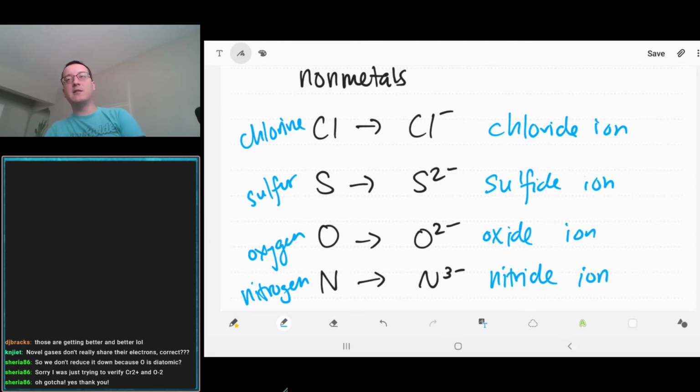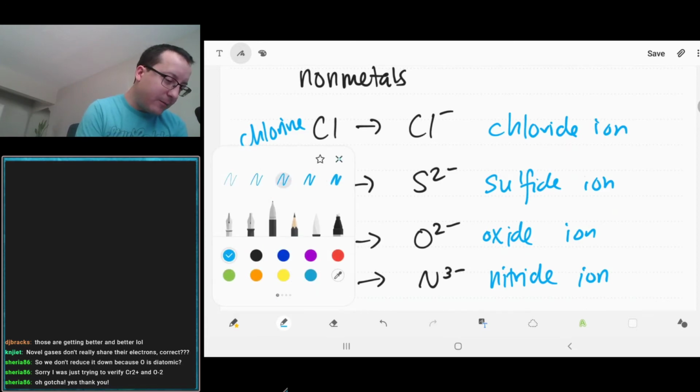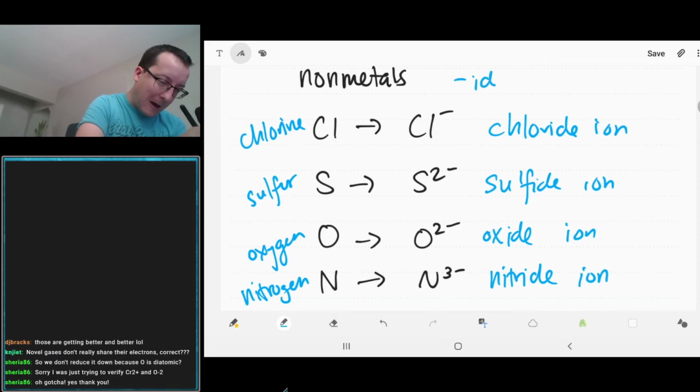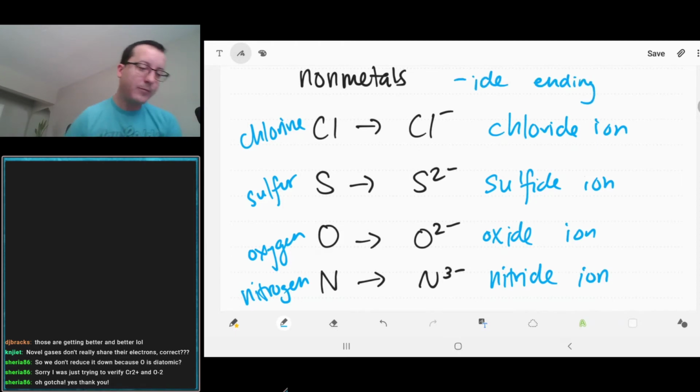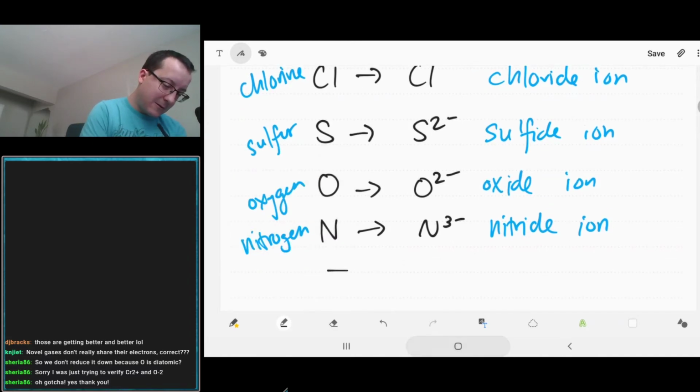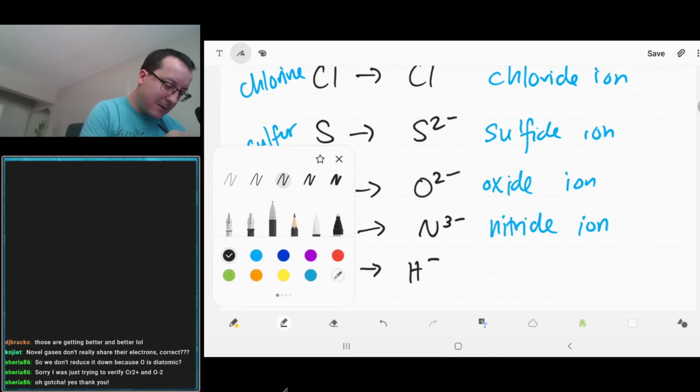With non-metals, we will change the ending to be "ide," and that is just convention. It's a way of describing negative ions. So you'll typically drop the last syllable and replace it with "ide." Sulfur became sulfide, nitrogen became nitride. If we had hydrogen, it would become hydride.